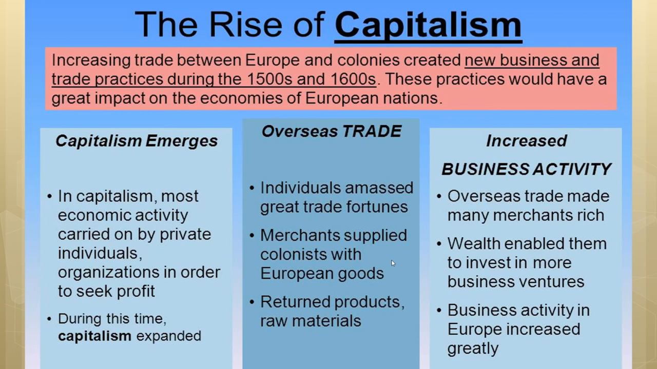During this time, capitalism expanded. Overseas trade, which we already saw. Individuals amassed great trade fortunes. Merchants supplied colonists with European goods, and also you had return products and raw materials that were sent to Europe. Increased business activity. Overseas trade made many merchants rich. Wealth enabled them to invest in more business ventures, which allowed them sometimes to become even wealthier, and business activities in Europe increased greatly.